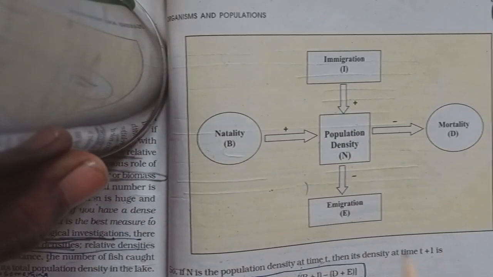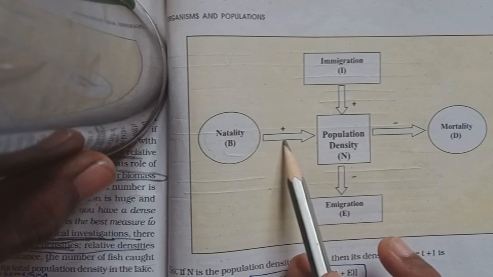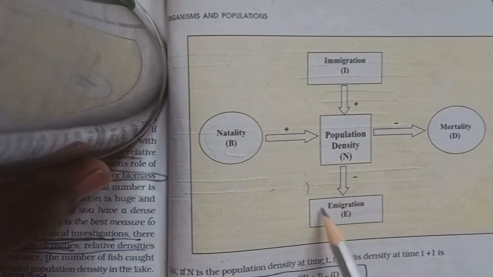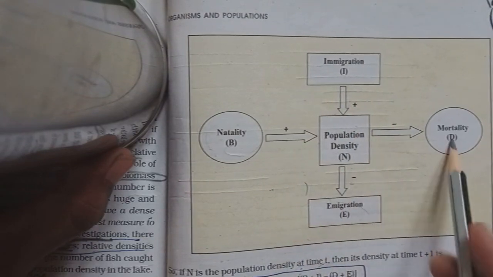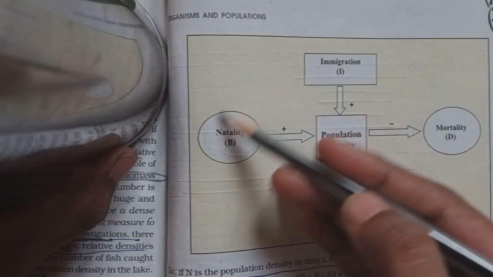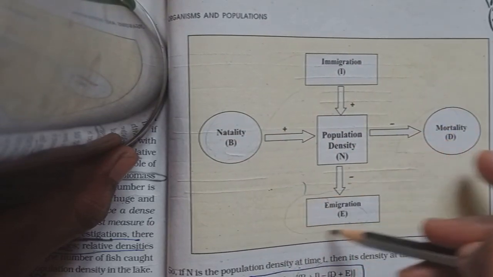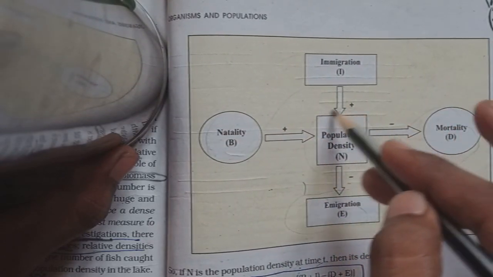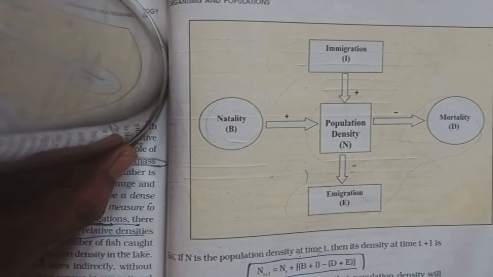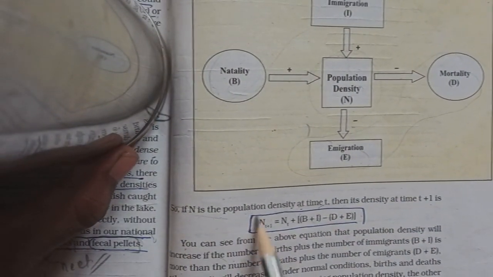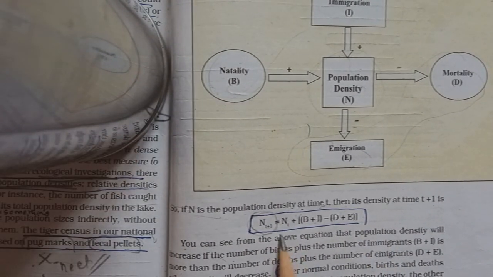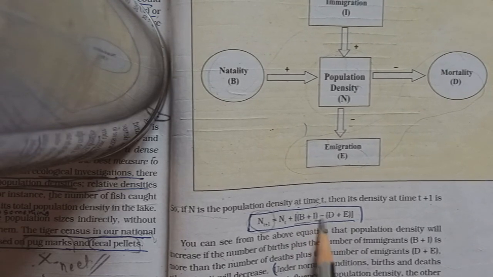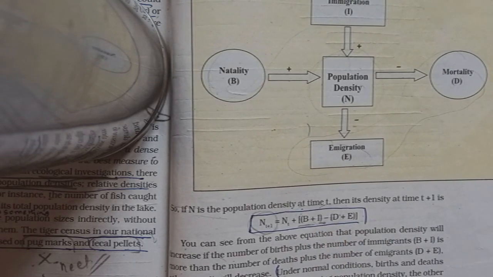So see this table. Here they are telling that natality plus immigration, minus mortality minus emigration. So these we have to add and these we have to subtract, so that we get the population density. The formula they have given is: population density will be equal to birth rate plus immigration minus death rate plus emigration.